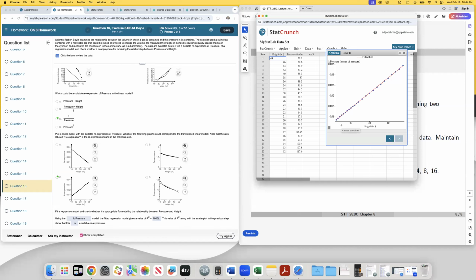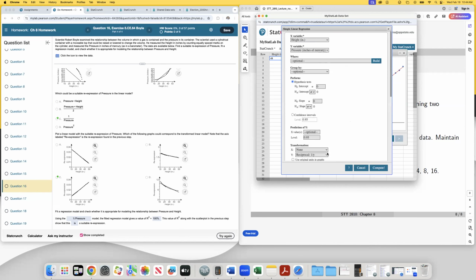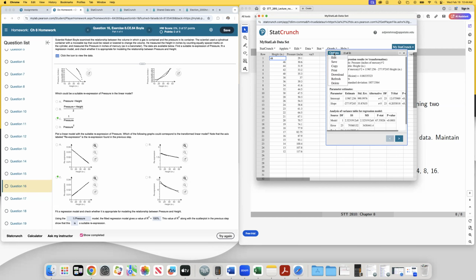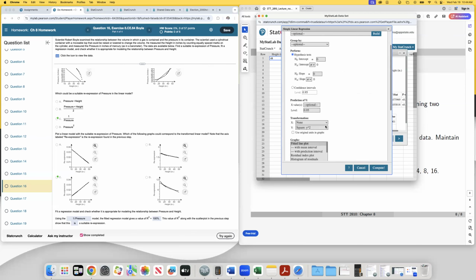Any questions? Let's also try y squared, what happens? Just curious. Do you see? If you do y squared, it's even worse. So it is 1 over y.